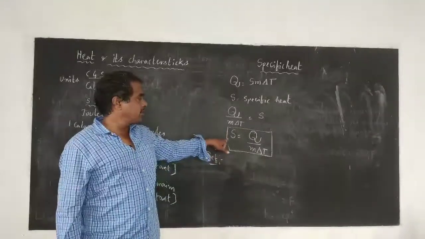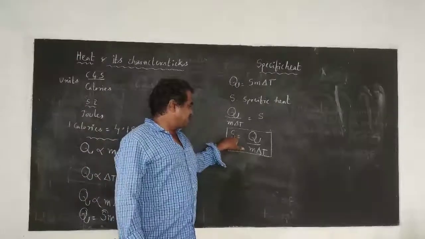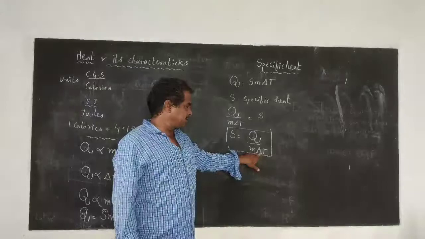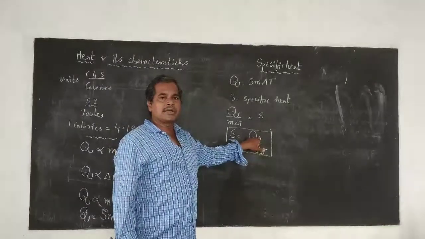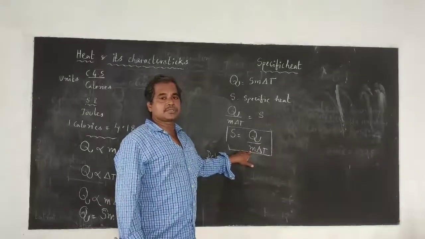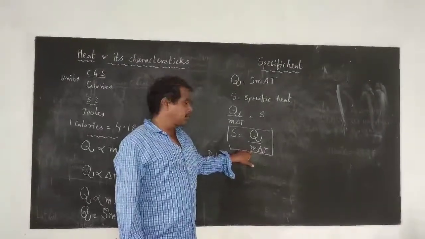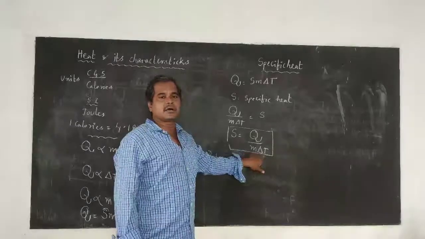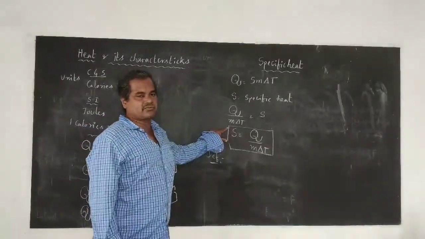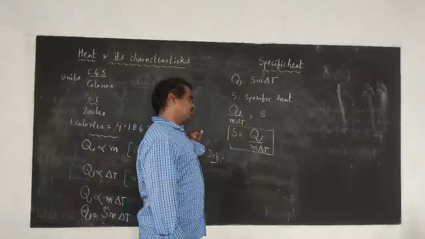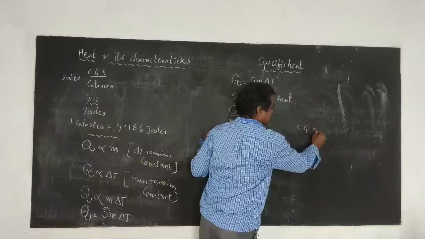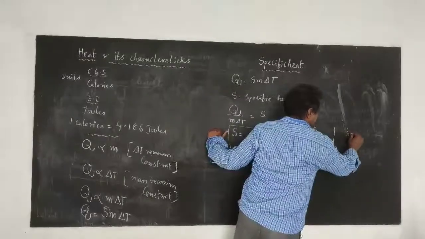So algebraically we have already explained S equals Q by M delta T, where Q is the heat energy supplied, M is the mass of the substance we have taken in this particular context, and delta T is the change of the temperature. So by using this formula we can find the units of the specific heat in CGS and SI methods.